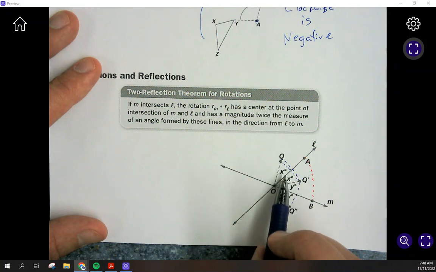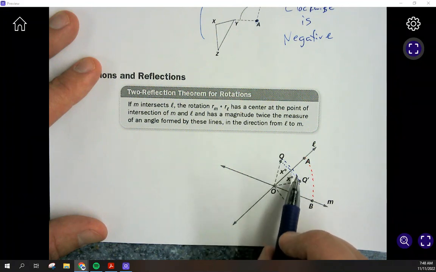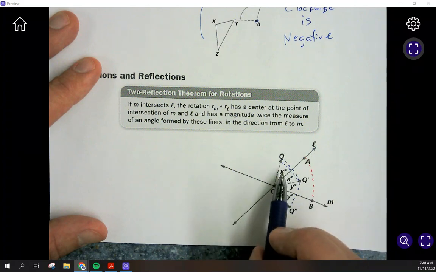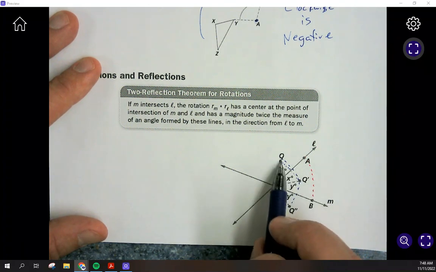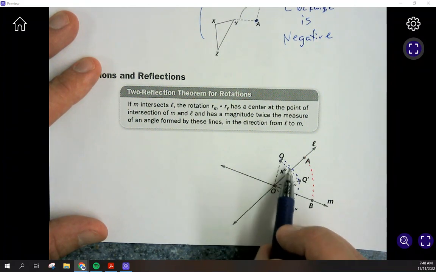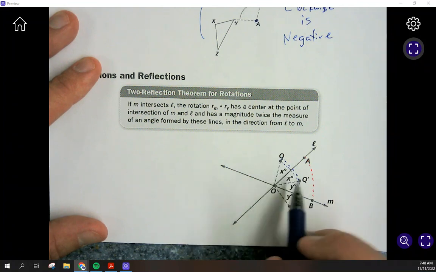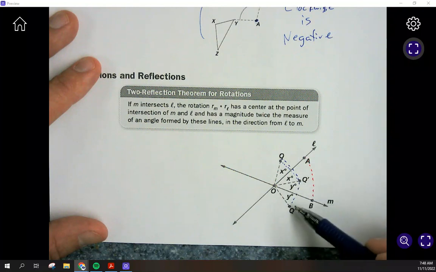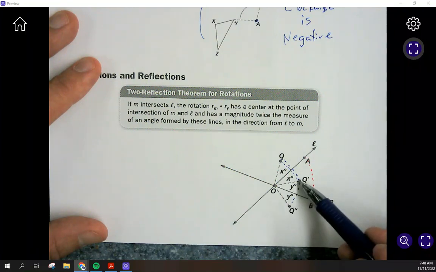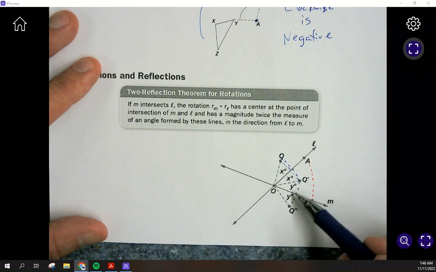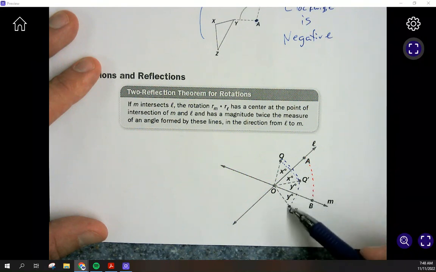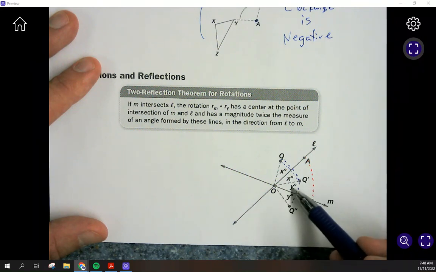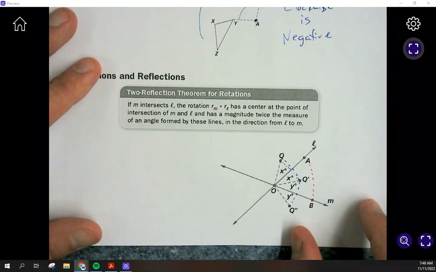So we're going to call this X and we're going to call this X. I have flipped Q over line L. The angle created on both sides is the same because Q and the image of Q are both the same distance away. And then the same thing happens when I flip it again, from the image of Q to the second image of Q over line M. It's going to end up the same distance away from line M on both sides, and it's going to create the same angle on both sides.